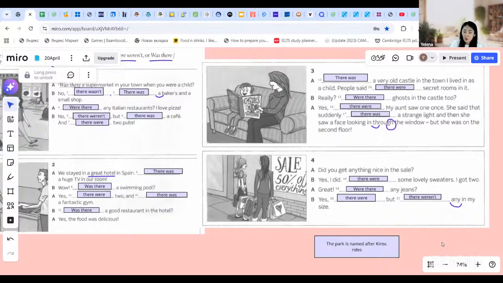Например, вы сказали, there was some river in the city. What's wrong? Some river in the city. It's a correct sentence, but what about river? If you say some, there are some rivers in the city.